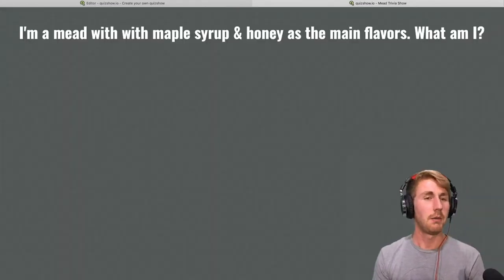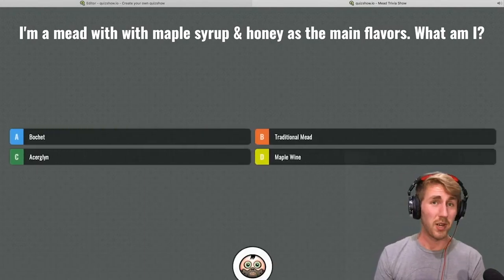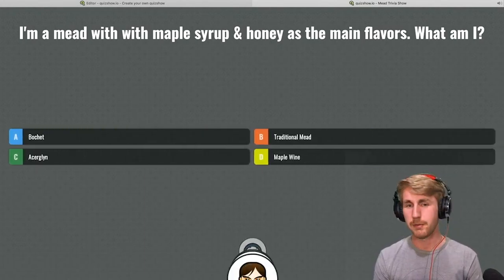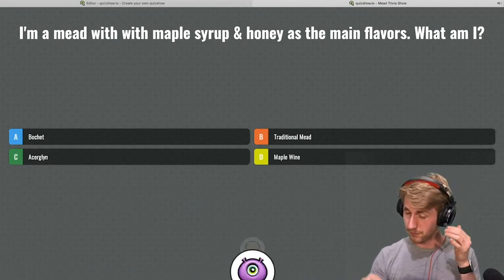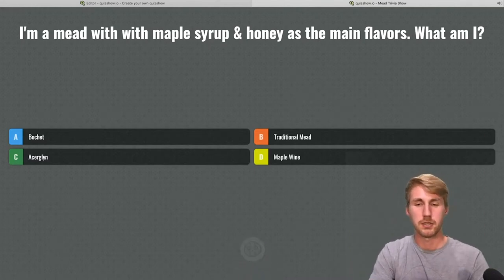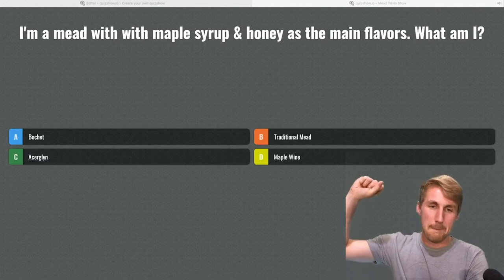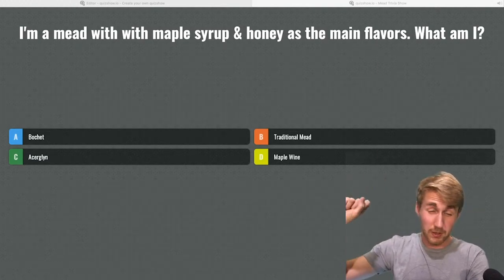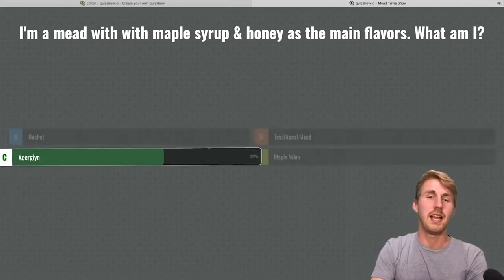Number 13, maple who? Silly name. I'm a mead with maple syrup and honey as the main flavors. What am I? Am I a Beaujolais? Am I a traditional mead? Am I an acerglyn? Or am I a maple wine? Gotta throw in those options. And the answer is C! It is an acerglyn.